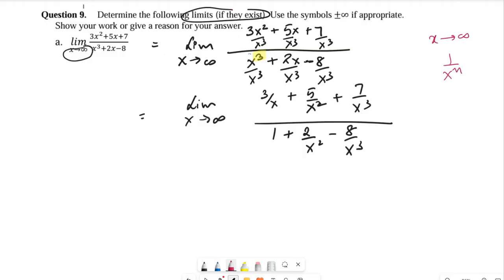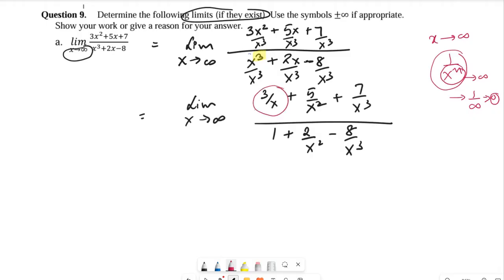Now we know when x approaches infinity, and if we have something like 1 by x to the power n, then x to the power n is approaching infinity too. So basically that's approaching something like 1 divided by infinity. That approaches 0. So wherever we have 1 by infinity like terms or 1 by x to the power n like terms, they are approaching 0 basically.